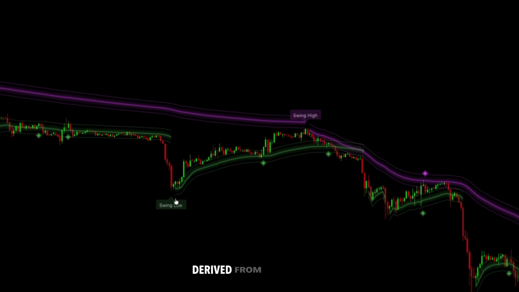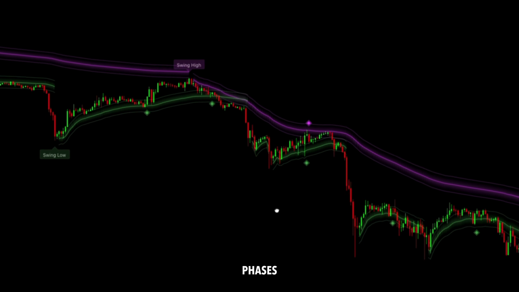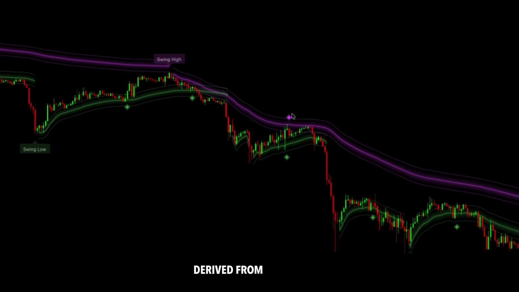The upper bands are derived from swing highs. These act as dynamic resistance during bearish or corrective phases. The lower bands are derived from swing lows. These act as dynamic support during bullish phases.